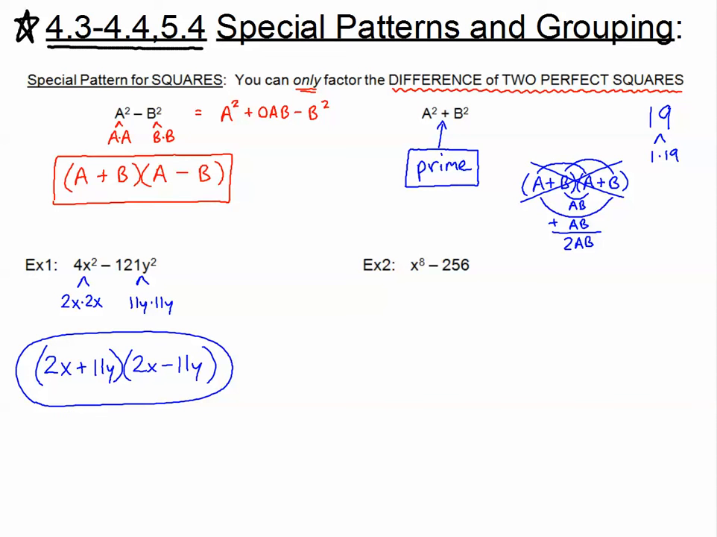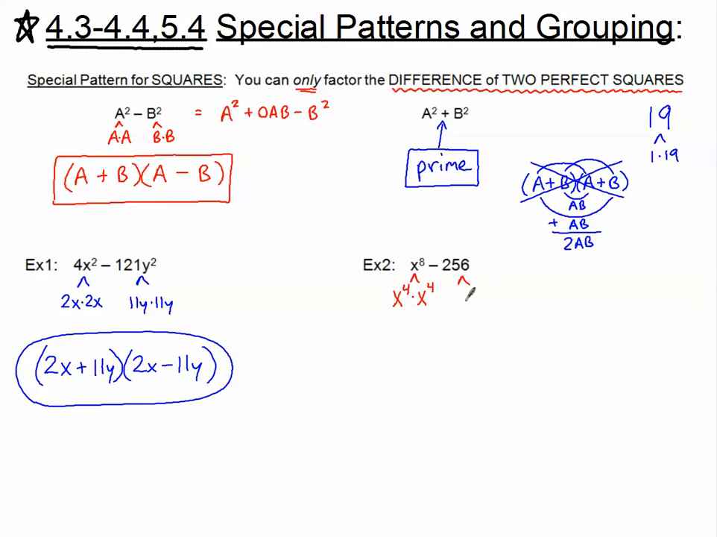Let's look at the second one. This is a very interesting problem. Again, it's a binomial. Alarms going off in my brain. I know that there's a special pattern going on. This is a difference, and these are both perfect squares. X to the eighth is a perfect square because I can divide it into two factors that are identical. X to the fourth times x to the fourth. Basically, I'm cutting my exponent in half.